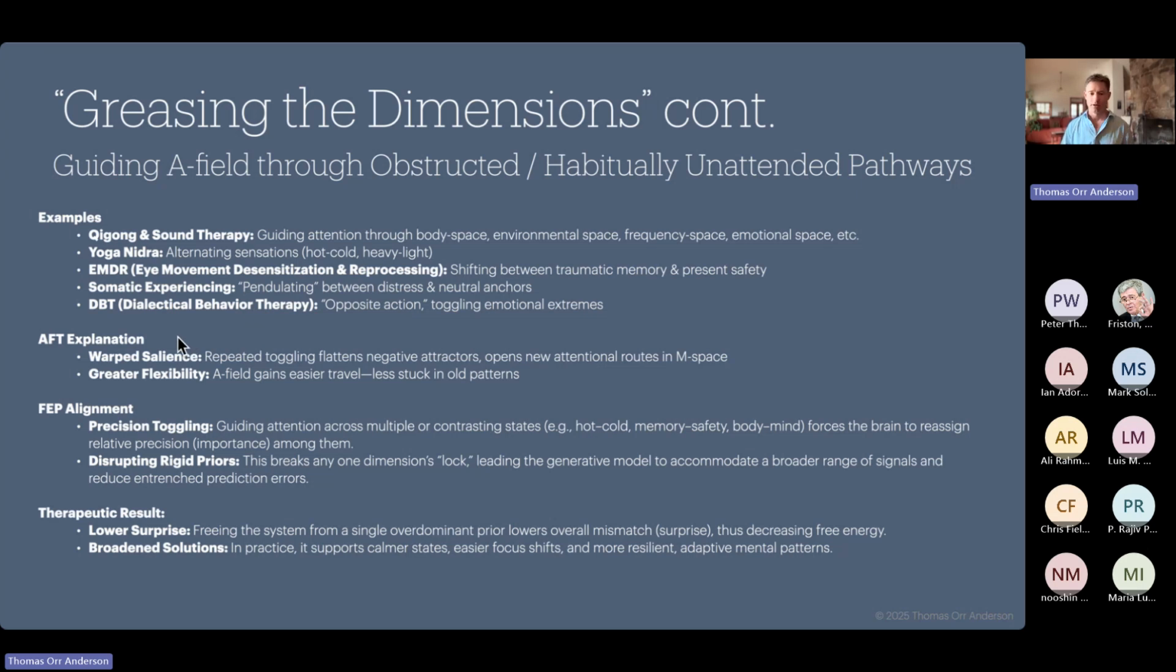An AFT explanation could be that you're warping the salience by repeated toggling, flattening negative attractors, and opening new attentional routes. Just to make sure we get to the discussion soon enough, I'm going to skip reading these things. Again, I'm going to give everybody that wants them a PDF of all these slides. And again, some of them have far too many words for a presentation.